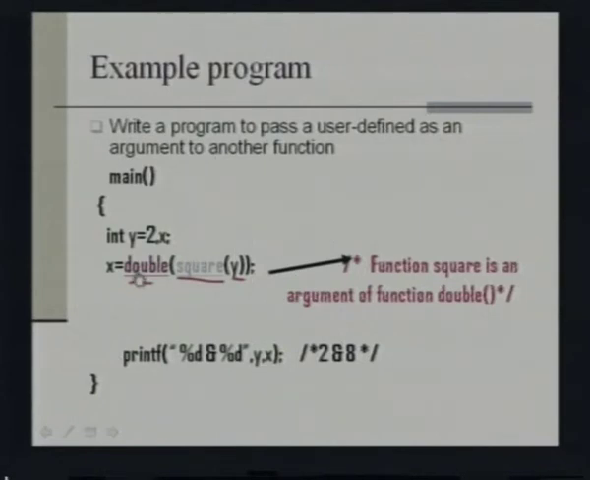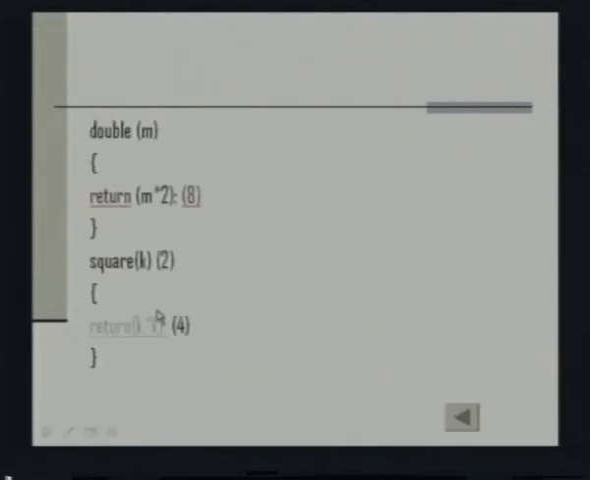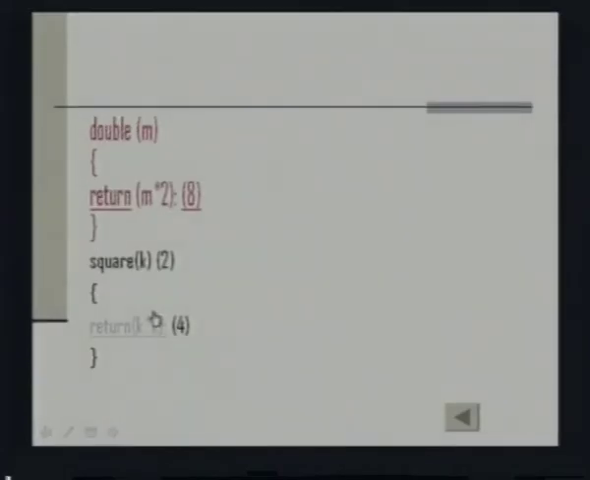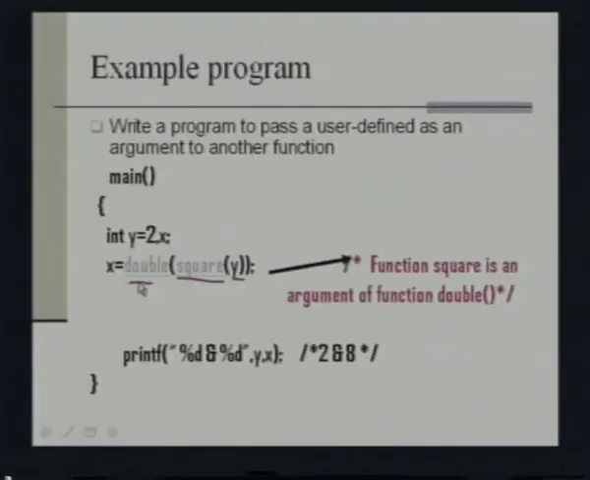Next it will go to the outer function, double of 4. When this double of 4 is seen by the compiler, it will switch control to this function double. Double of m, that means m is now holding the value 4. What happens in the double function? It simply returns m into 2. So it is 4 into 2, the value is 8. When the compiler sees this return statement, it will again return to the main function.